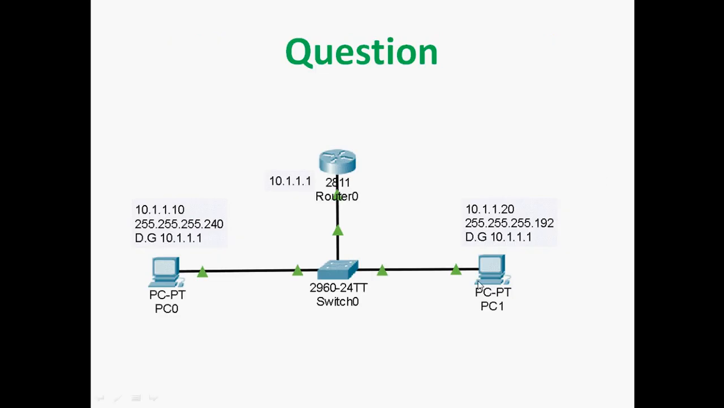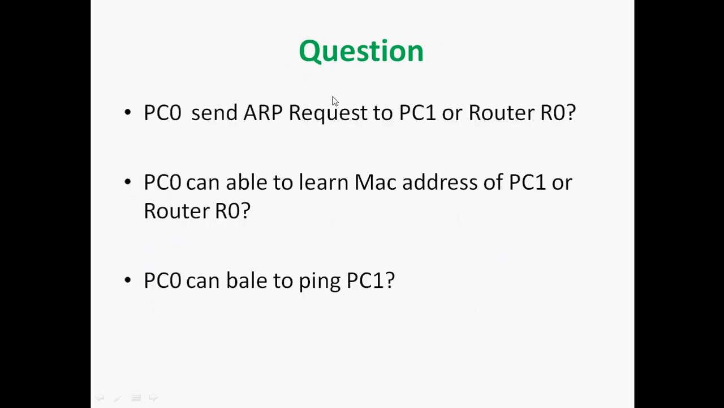Okay friends, I hope you understand the ARP, Address Resolution Protocol. So this question is for you. Here I am using one router R0, one switch and two PCs. PC0 I will assign IP 10.1.1.10, and subnet mask is 255.255.255.240 and gateway is 10.1.1.1. PC1 IP is 10.1.1.20 and subnet mask is 255.255.255.192 and gateway is 10.1.1.1, and Router 0 I will assign IP 10.1.1.1. Okay, my question is: does PC0 send the ARP request to PC1 or Router 0?